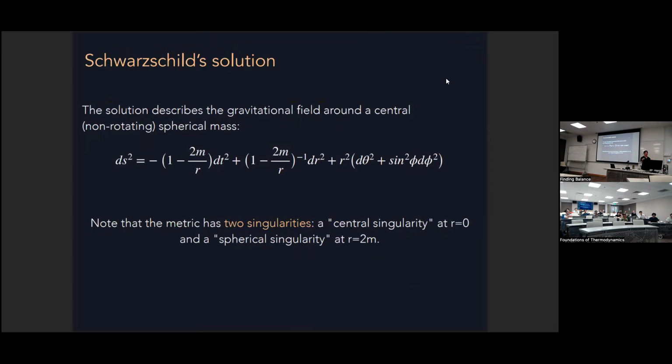Okay, so what is it? So it describes the gravitational field around a central non-rotating spherical mass. For now, it's non-rotating. We can extend it to further models later. And it has two singularities of interest. The first is the central singularity at r = 0, and the second is what gets called the spherical singularity in some of the literature at r = 2m. So you can see that if you were to plug in 0 here and here, or if you were to plug in 2m there, you would derive these kinds of singularities.